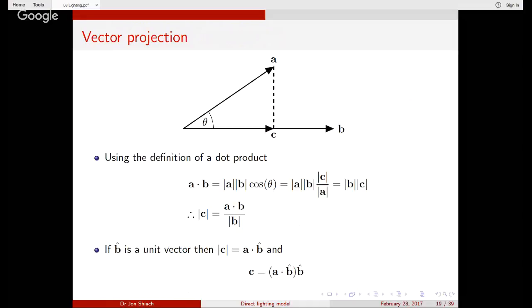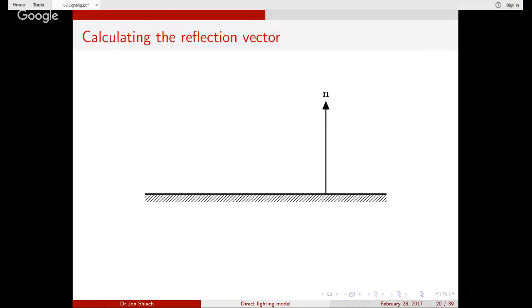Now, if B is a unit vector, all we have to do is multiply the length of C by the unit vector B to give us the vector C. Okay. So this is a projection. This is vector projection. So if I know what A is, I can work out what the unit vector B is, and that C is the vector A projected onto B. Okay. Why have I just taught you that? Well, it's used in calculating a reflection vector.